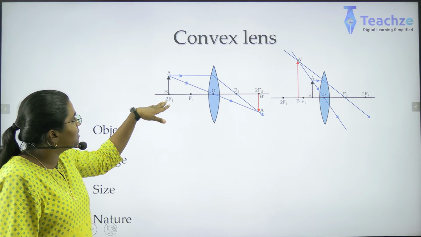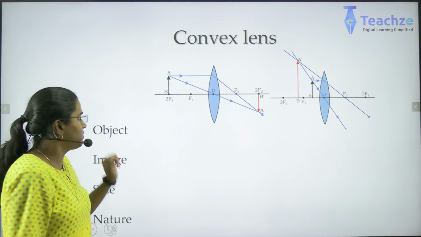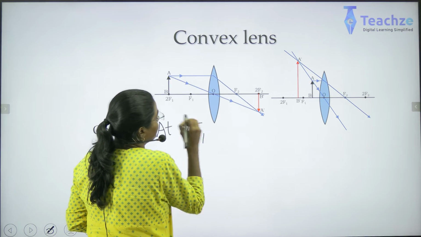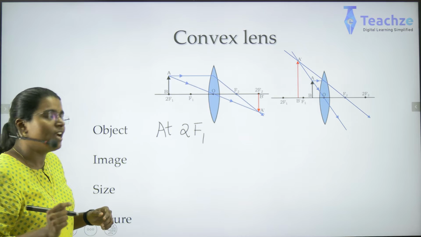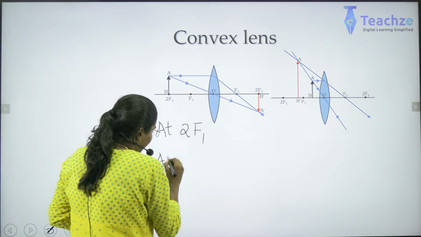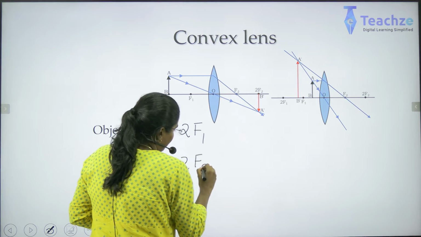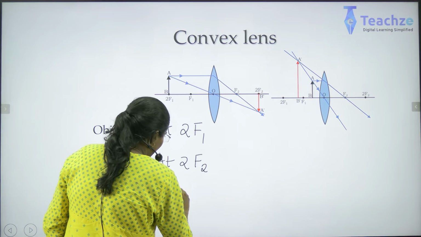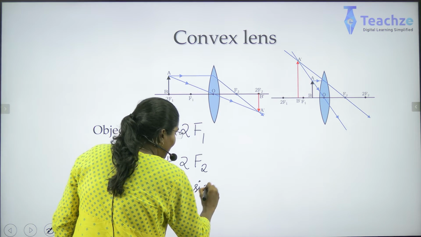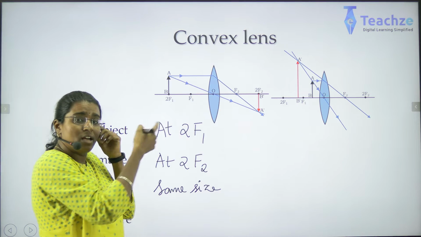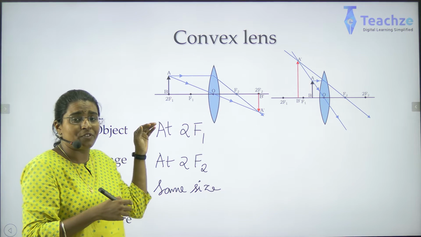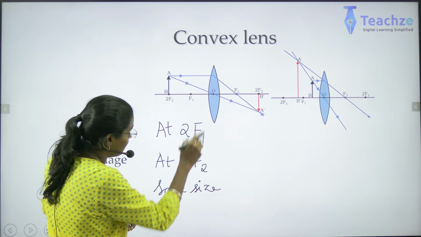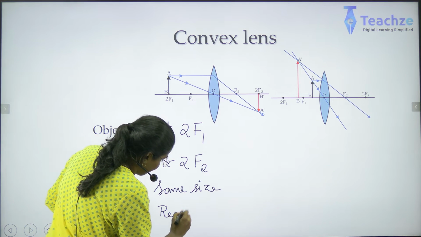So my object is at 2F1, right? Where is my image? Yes, it will be at 2F2. The size? Same size. Good, no change in the size. In spherical mirrors, what was the position of 2F1 and 2F2? C. It was C. Here it is real and inverted.